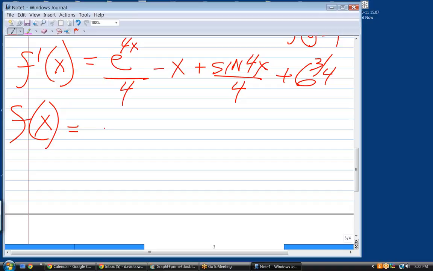Would it just stay the same? You still have to take the antiderivative of that. In other words, right now what we have is 1/4 e to the 4x. We don't have the same thing we started with, so you can't throw away that 4. So what's the antiderivative of e to the 4x again? It's e to the 4x over 4, so would it just be e to the 4x over 16?